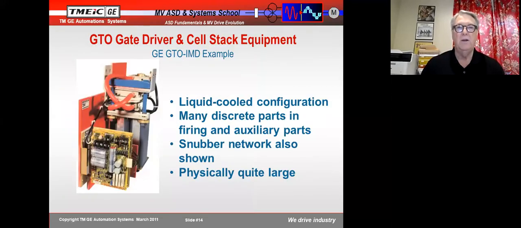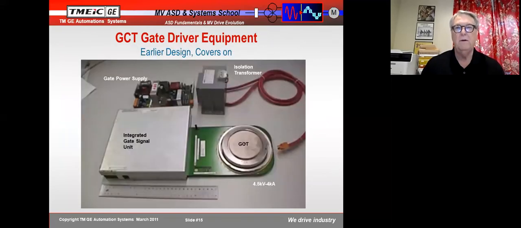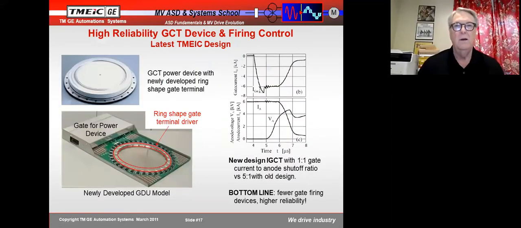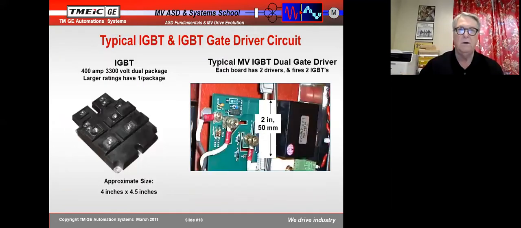There's a GTO, a gate turn-off thyristor, and perhaps some pictures are fun to look at of these devices. There's a gate-controlled, again, thyristor, and the mounting of that, and you can see the ruler down there that gives you a little feel for the size. Here's some early GCT and gate driver boards. This one has 36 electrolytic caps in it and 21 field effect transistor switches, so complicated devices. Here again, a gate-controlled thyristor, and showing some of the operating characteristics of that.